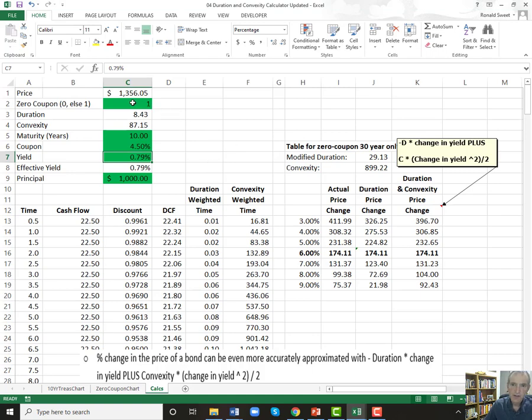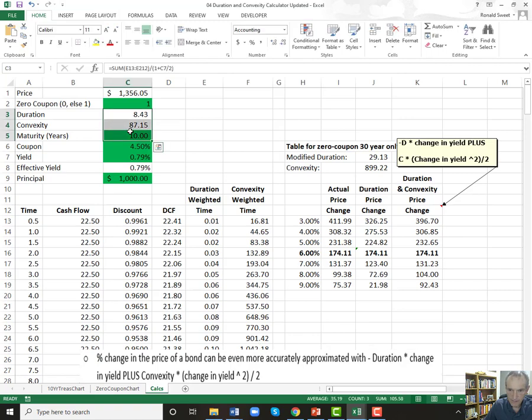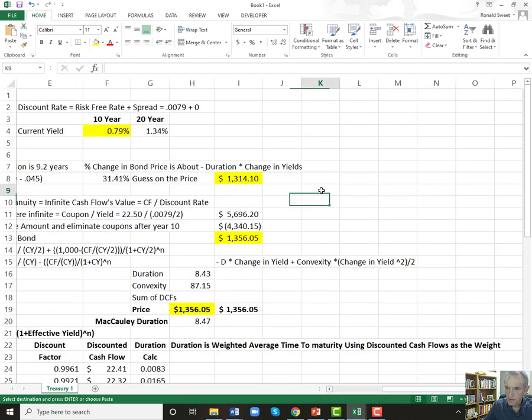This is a spreadsheet I have out there on Blackboard, and I put the bond in here. It's a 10-year bond, 4.5% coupon, and yield of 0.79%. There's my duration. This is actually the modified duration, so it's a little bit lower than what we had. But there's our price. Everything in here is the same. There's the formula right there. So I'm going to take these two numbers over there and paste them. So there's my duration and my convexity.